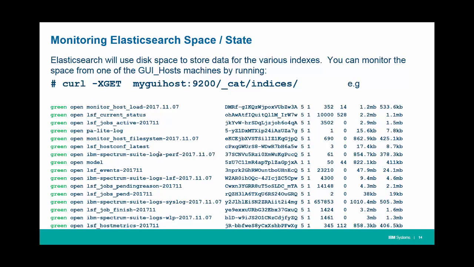Okay, one last thing. So we do run Elasticsearch on the GUI hosts. So I just wanted to show you this command here that you can use just to see how much space the various indices are using. So it's a very handy command. On the GUI host, just run this curl -XGET, the name of your GUI host, port number 9200, and then _cat/indices. And it'll give you a list something like this. So you can see the size of the various indices and see how much space they're using.